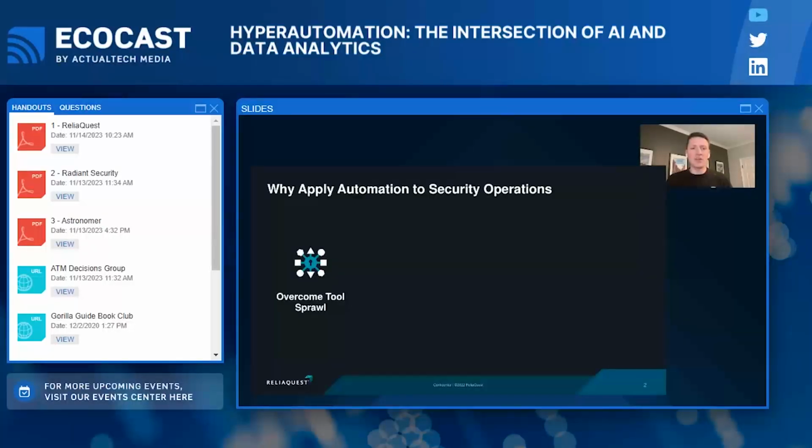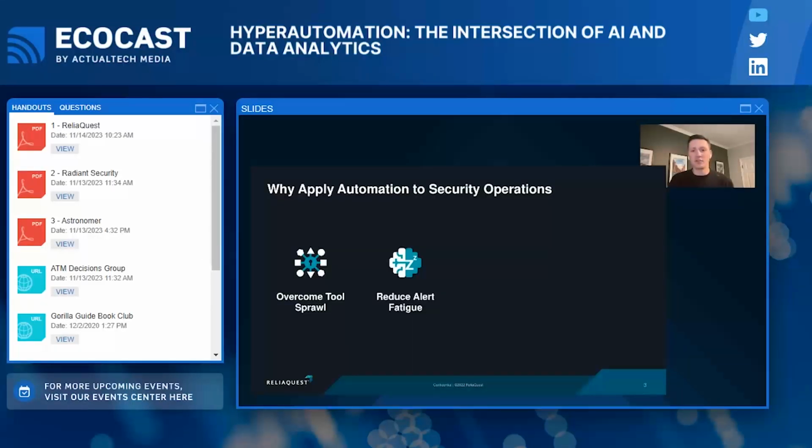First, I wanted to start with why apply automation to security operations to begin with. What are some of the challenges that we're looking to face, and how are we addressing them? First and foremost is overcoming tool sprawl. As organizations make additional investments in cybersecurity, that typically comes in the form of new tools and new telemetry, and automation within a security operations platform provides that unified data layer. So we're overcoming the tool sprawl that we're commonly seeing today.